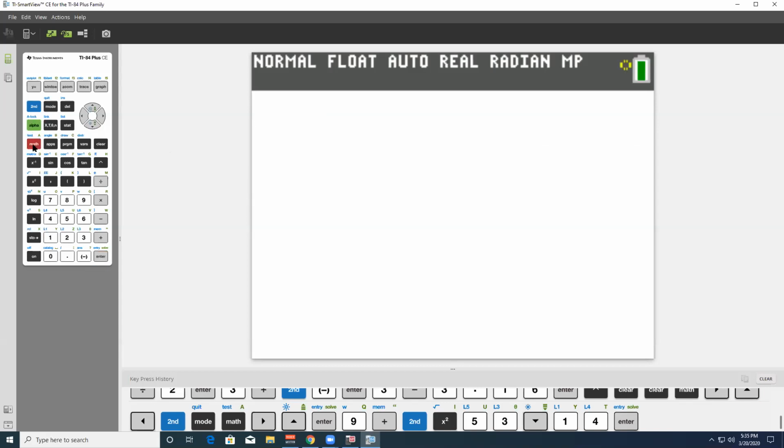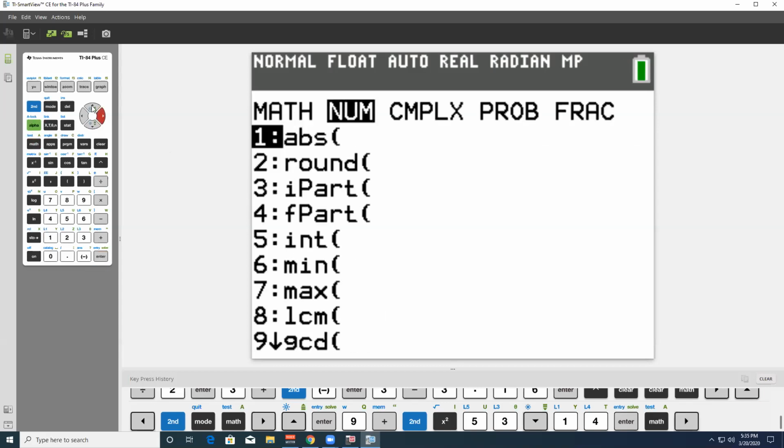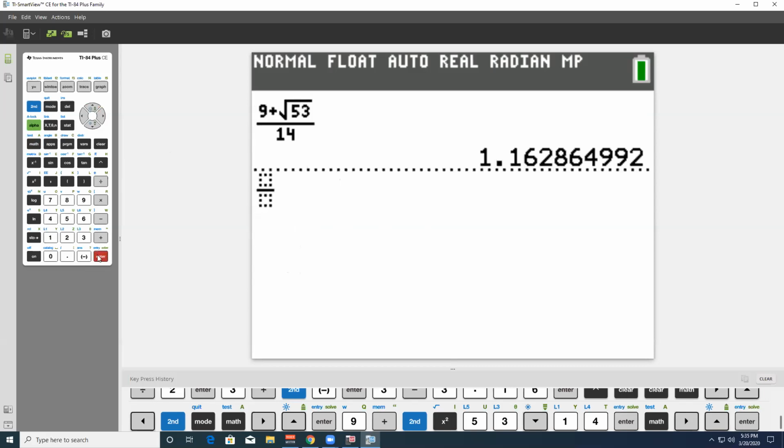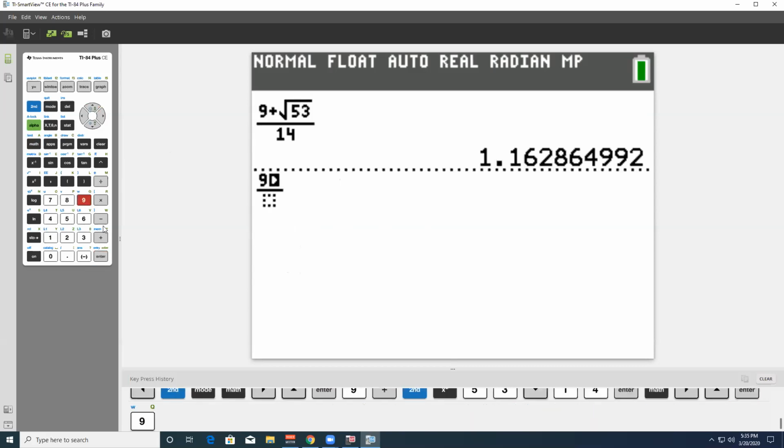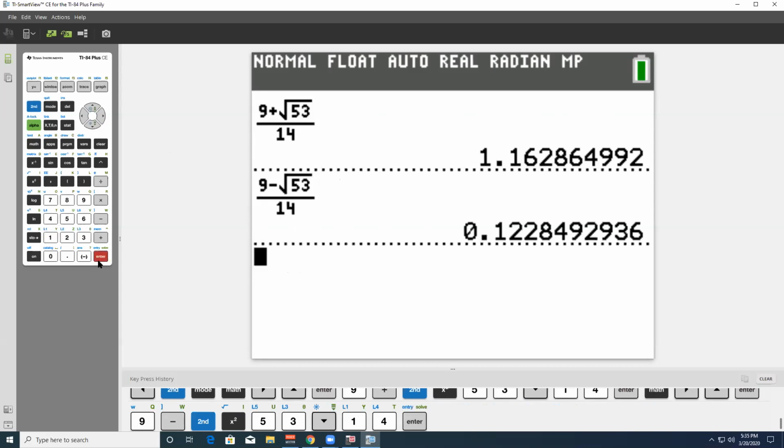Let's do it again. Math, number, first option, fraction. Now 9 minus second square root 53 over 14. Enter. Bam. 0.12 automatically. Now, let's say that your calculator doesn't have a fraction button. Then the way I write it in now is going to go for any other calculator that doesn't have a fraction button.